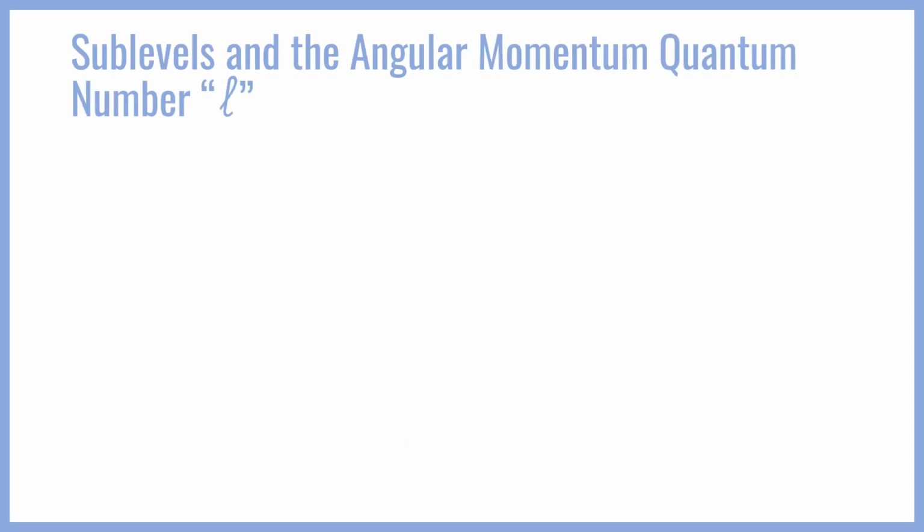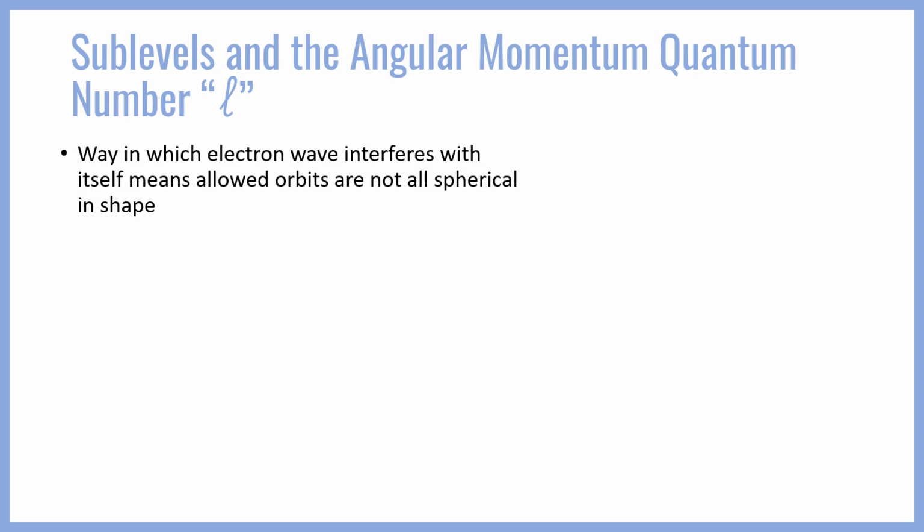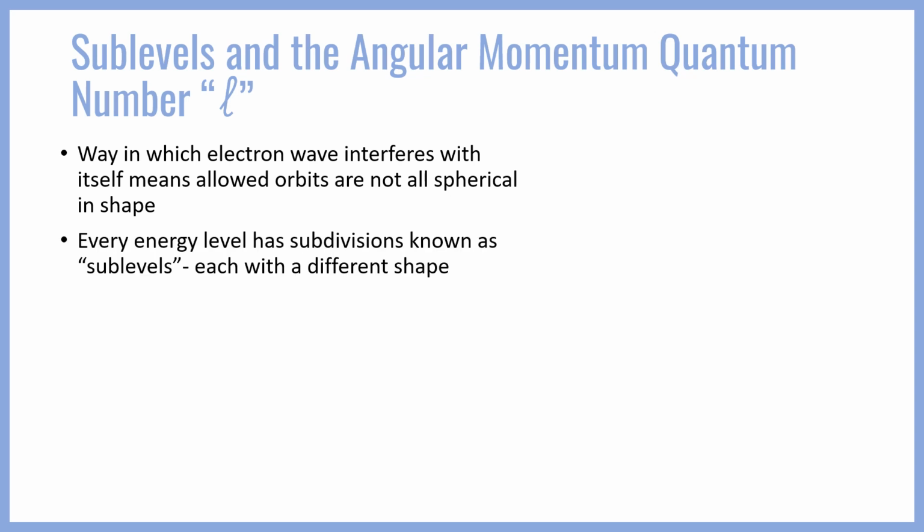The next gradation down in terms of electronic structure is going to be the sublevel, which is going to be defined by the angular momentum quantum number L. The way in which the spherical wave function interferes with itself means that the shapes of constructive interference are not all going to be spherical shapes. Indeed, every energy level is actually subdivided into distinct shapes known as sublevels. Right, so each energy level is going to have different shapes nested within it, which are called sublevels.